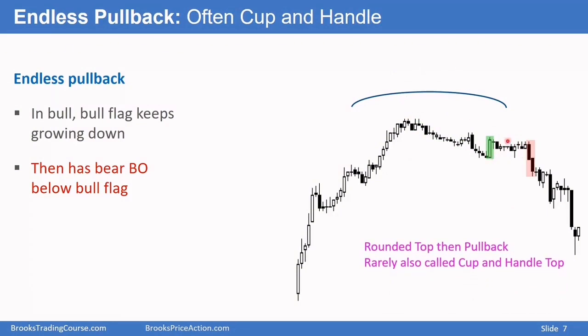Rounded top and then a pullback. If you want, you can call it an inverted cup and handle pattern. So cup and then a handle. To me, it's a lower high, major trend reversal. Big cup and then a pullback to a small handle.